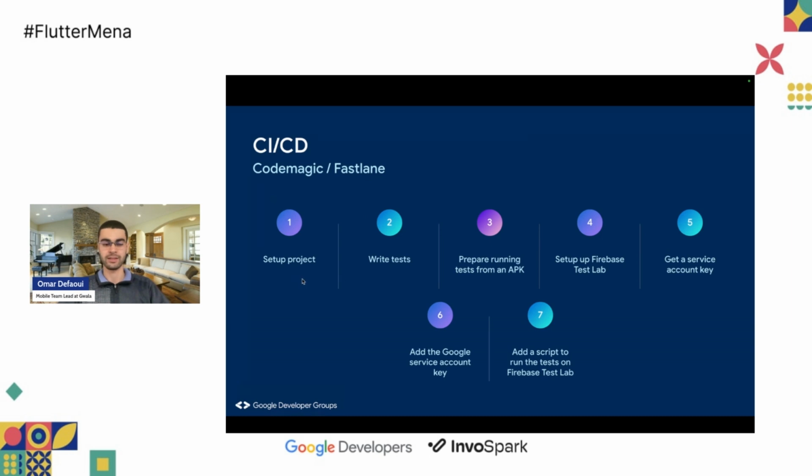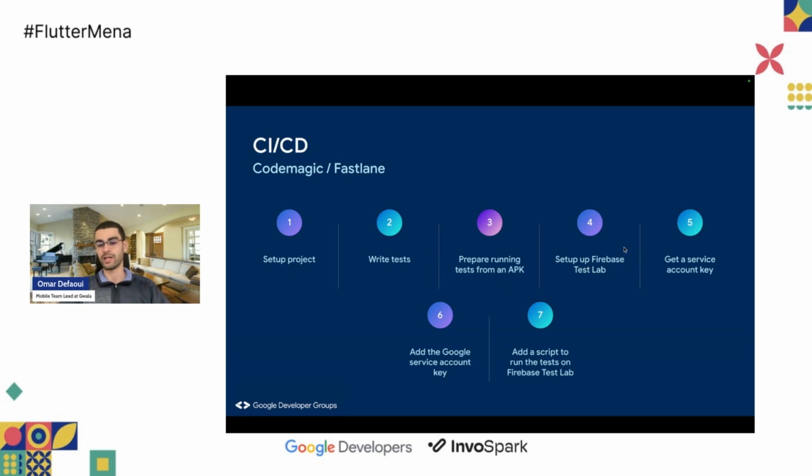So the process is like this. The first thing we do is set up our project. What I mean by setting up our project is that we add the relevant dependencies. For example, if we want to use Patrol, we need to add the dependencies and the configuration. Then we write the tests that we want, and after writing all the tests we need to prepare for running tests from an APK. For example, for Patrol and the default integration test, we need to add some configuration to the Gradle file if we want to run the tests on Android. So this is what I mean by this configuration.